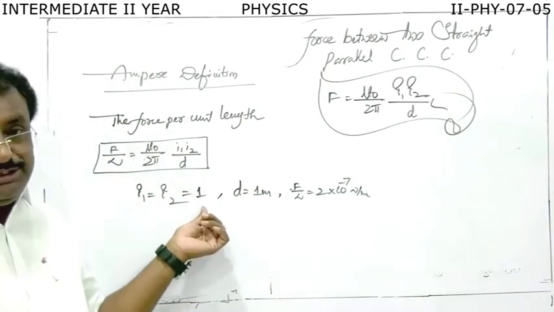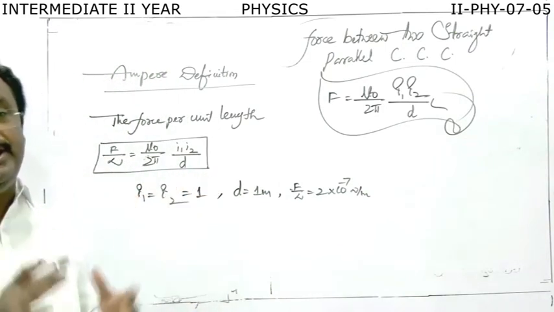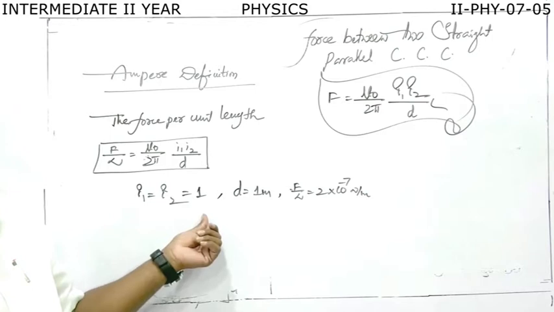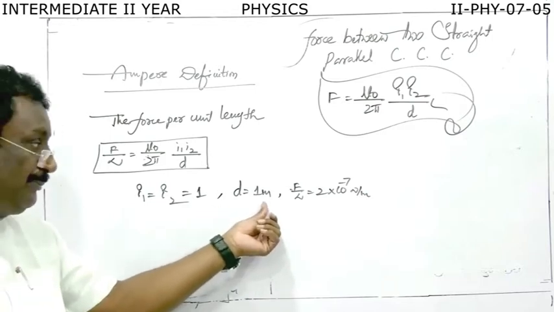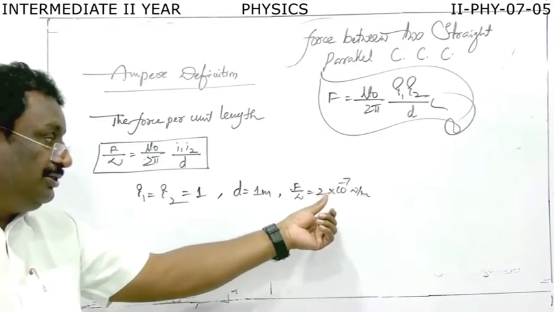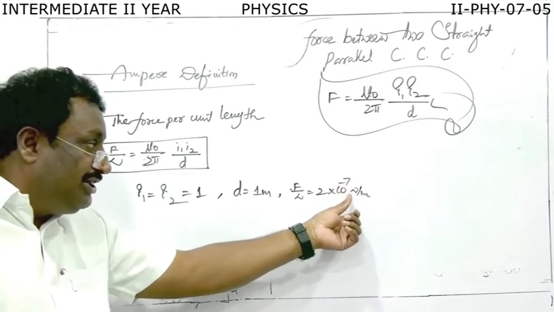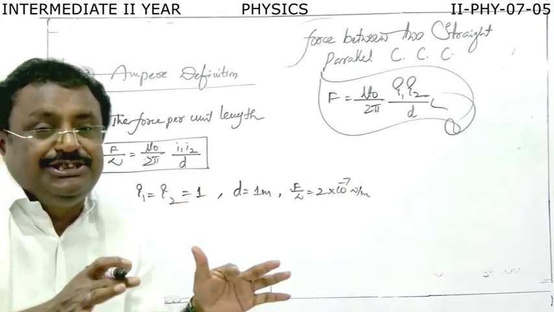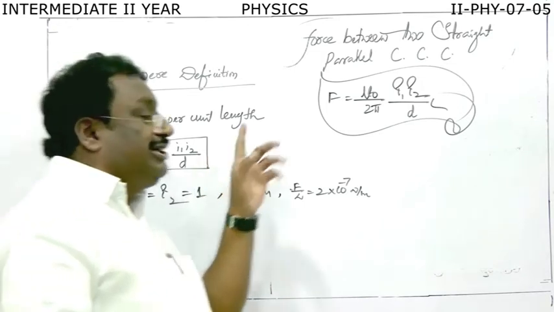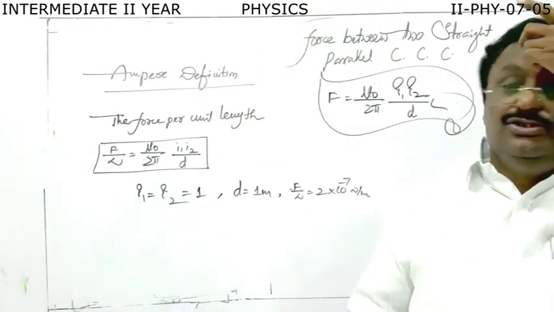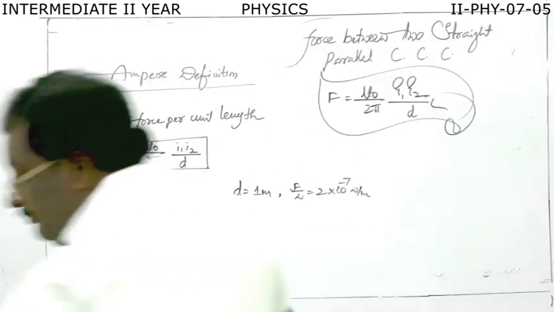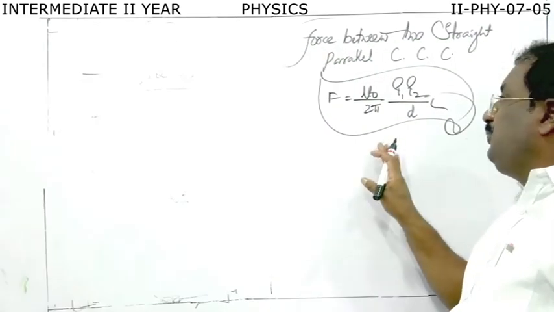Now, if you saw this equation, when the same current is passing through two parallel conductors placed in vacuum separated by 1 meter distance, then 2 into 10 to the power of minus 7 Newton per meter force is experienced per unit length. Then the current in each conductor is said to be 1 ampere. So like this, we can define the ampere. The force between two parallel conductors.